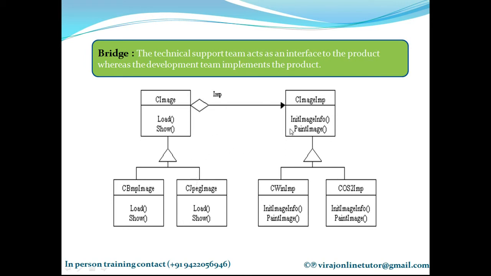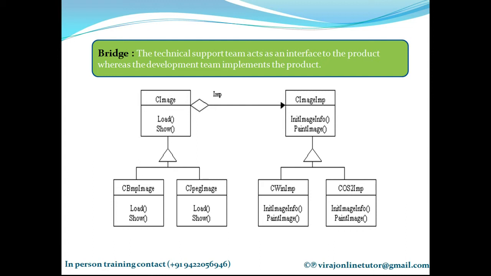But actually it's implemented over here on the right hand side. I have CImageImp. IMP stands for implementation. So I have a CImageImp implementation class. Inside that I have APIs called init, image info, and paint image. So initialize the image and paint it. And as far as the implementation goes, the way we initialize and paint an image is different in Windows in comparison with OS2. So I have a class for Windows implementation, I have a class for OS2 implementation.